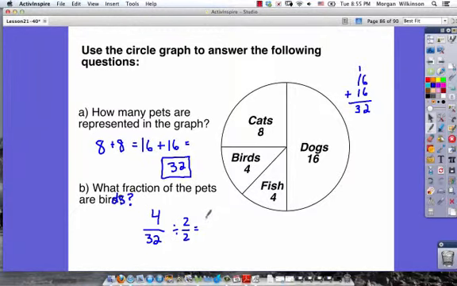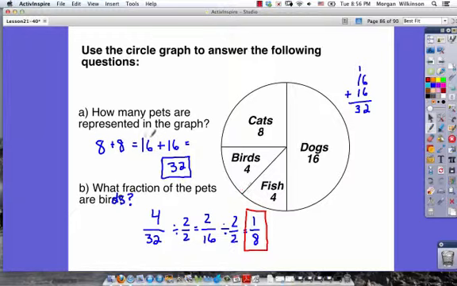4 divided by 2 is 2. And half of 32 is 16. Both of these are still even numbers. Let's cut them in half again. We're going to divide by 2 over 2. 2 divided by 2 is 1. 16 divided by 2 is 8. So we get 1/8 as our answer. Whenever we have a fraction that can be reduced, we reduce it. We've got our final answer. 1 out of every 8 pets will be a bird.